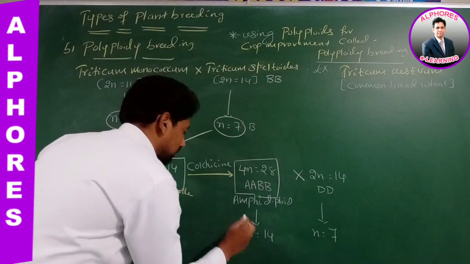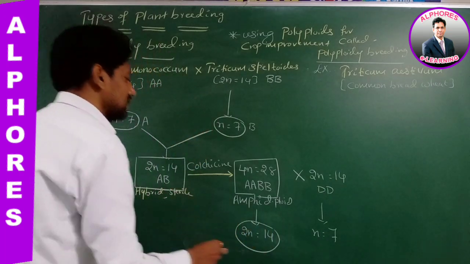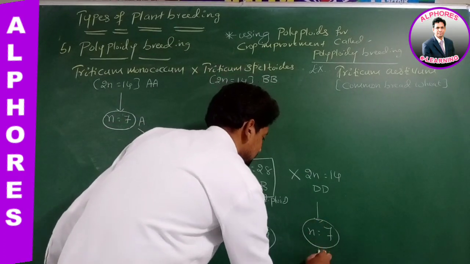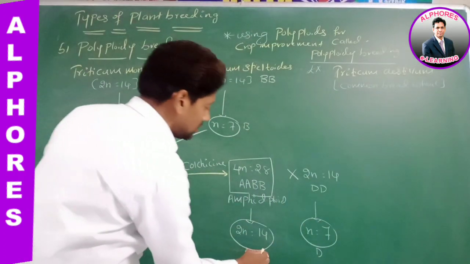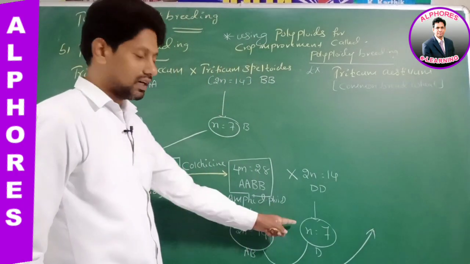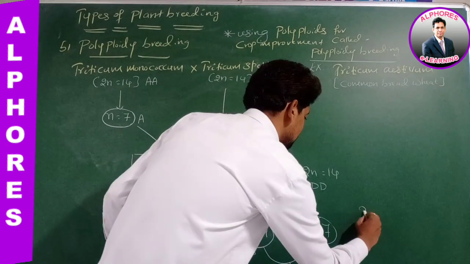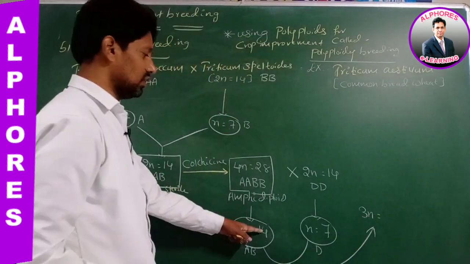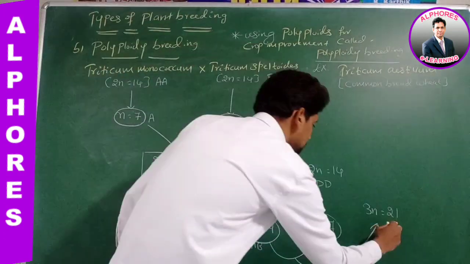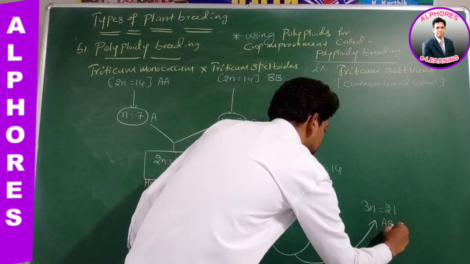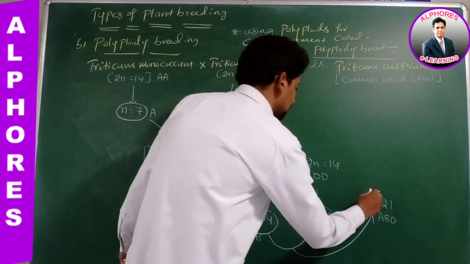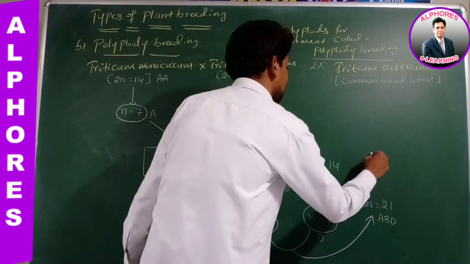Sir, how will we represent this one? We'll represent it as A, B. And this representation, sir? D. Now, we have to cross these two. If these two are crossed, then what will we get, sir? We will get 3n equals how much? 14 plus 7, 21. How will you represent this, sir? A, B, D. Is it okay? Right.